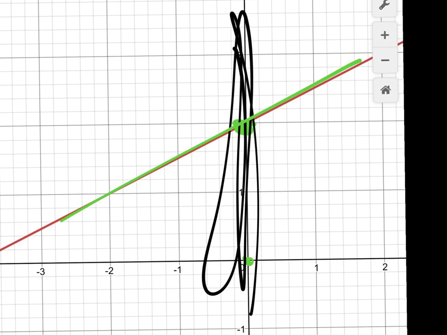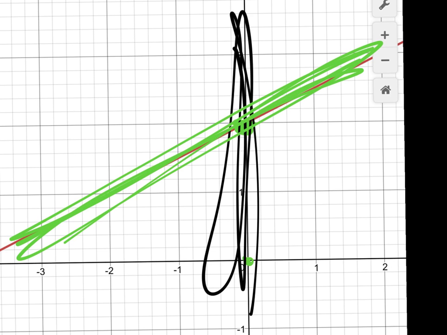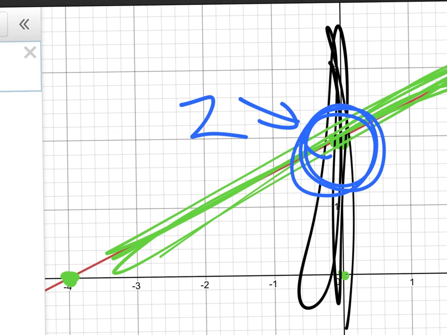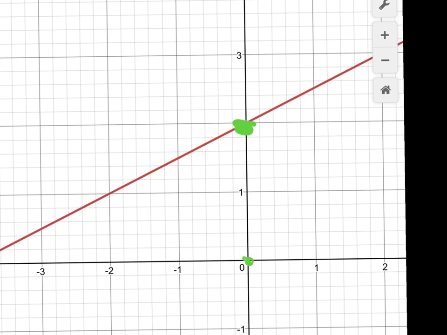Our second line crosses it at exactly 1 point, and that 1 point is right here at what? 2. Okay, so it crosses at 2. That is our b. Okay, so b equals 2. That is the y-intercept. Okay, cool.